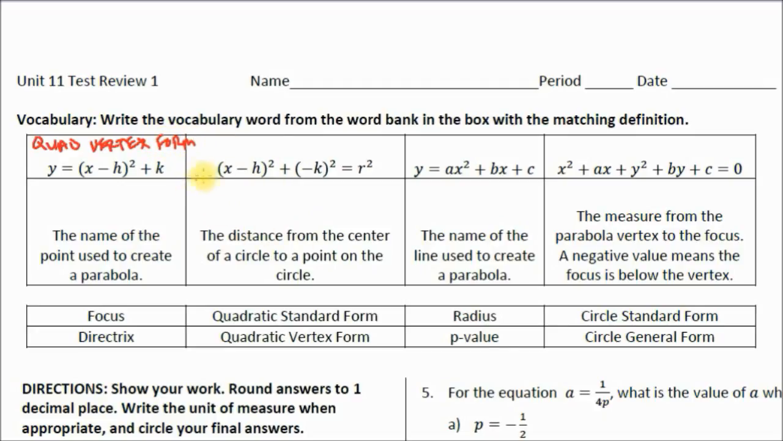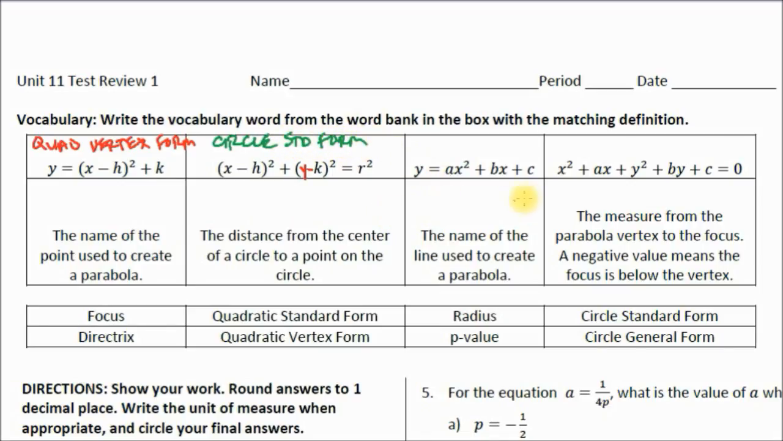Alright, the next one, (x minus h) squared plus, oh, this is interesting. Looks like there's a typo here. This should be (x minus h) squared plus (y minus k) squared equals r squared. Alright, this is obviously a circle because we have a squared x value and a squared y value. We have learned, class, this is called the standard form of a circle. So it is circle standard form. I'll abbreviate standard.